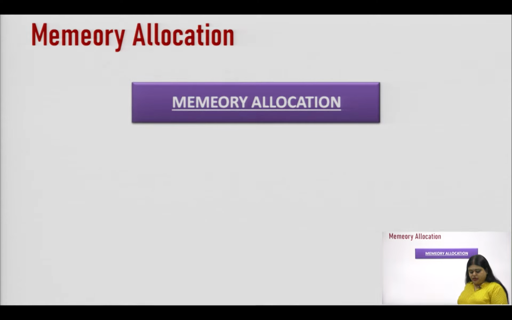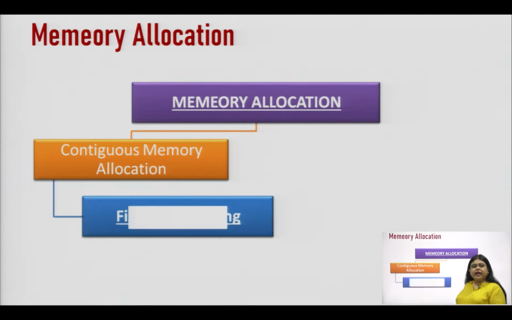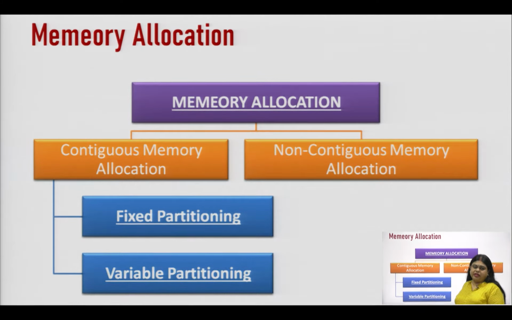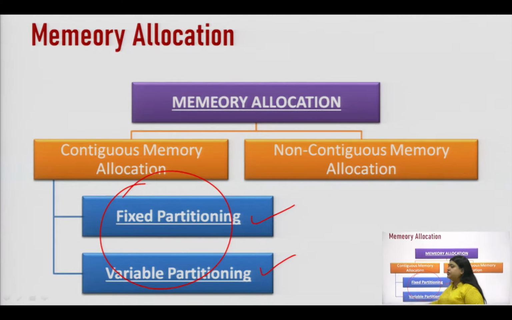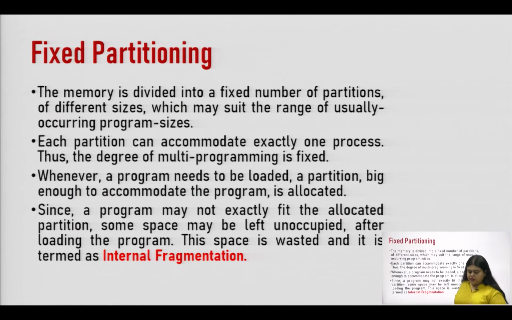When we talk about memory allocation, it can be done in two ways. We have the contiguous memory allocation and the non-contiguous memory allocation. Under the contiguous memory allocation, we have the fixed partitioning and the variable partitioning techniques. Right now in this lecture, we will be talking about these two techniques. Starting with fixed partitioning, which was initially used, one major disadvantage is that it restricts the degree of multiprogramming.